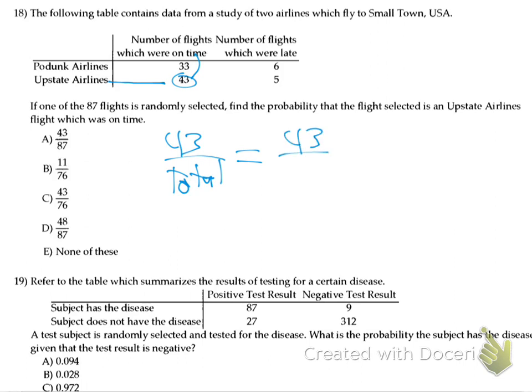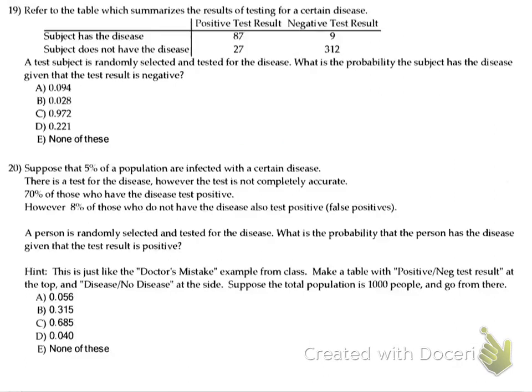So it's 43 out of, I don't know what the total is. 43 out of 87. Okay, thank you. So it's just A? Because if one of the 87 flights. Oh, did it say that? I didn't read that. Yeah, you're right. It's right there. It's only 87 flights. Good. Easy one.